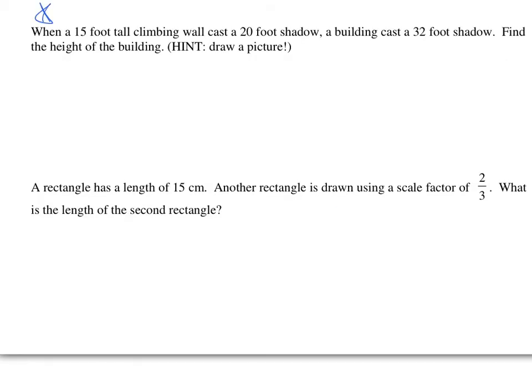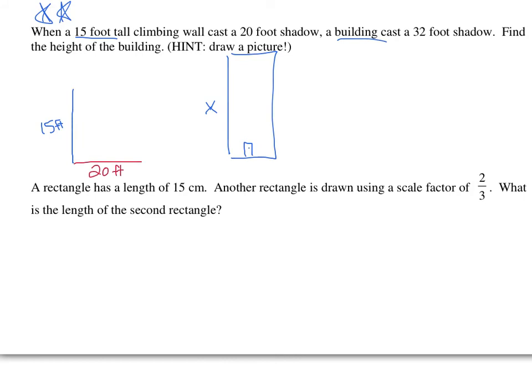Alright, so put a big star next to these type of questions right here. And first we need to draw a 15-foot tall climbing wall, and then we need to draw a building that is larger than it. And the height of the building we do not know. Next, we have shadows. So here's my shadow on the ground, and my climbing wall, it has a 20-foot shadow. My building has a 32-foot shadow.